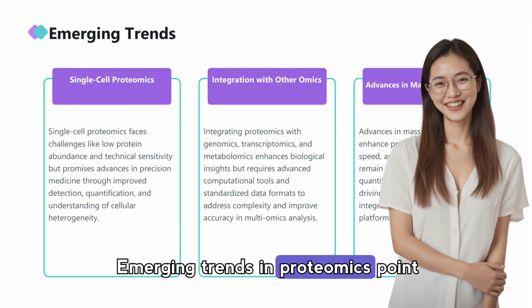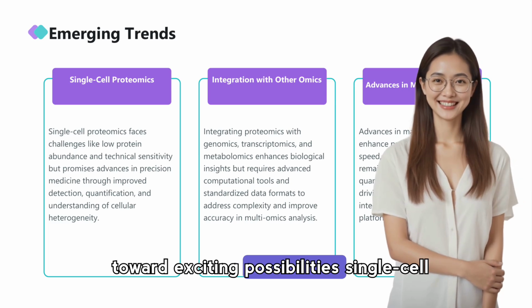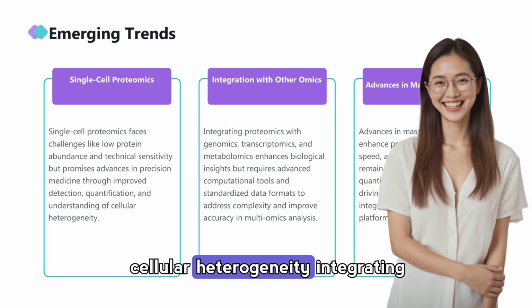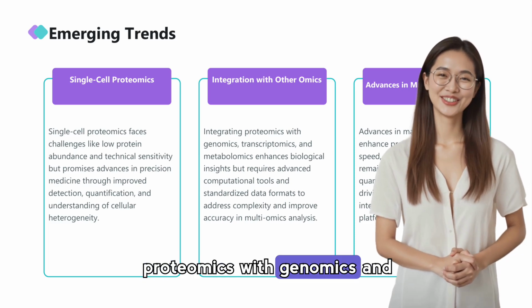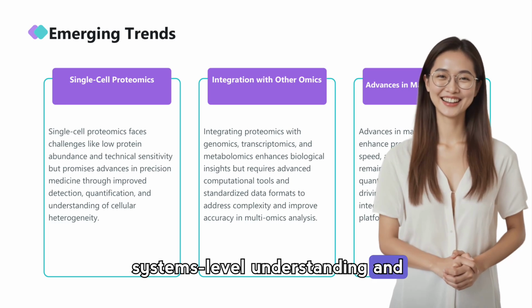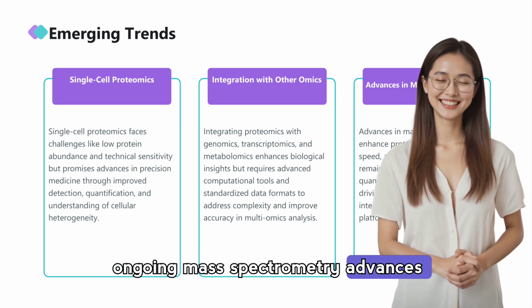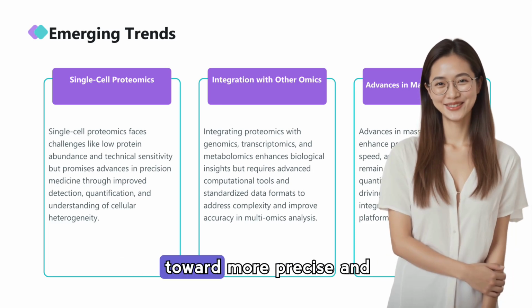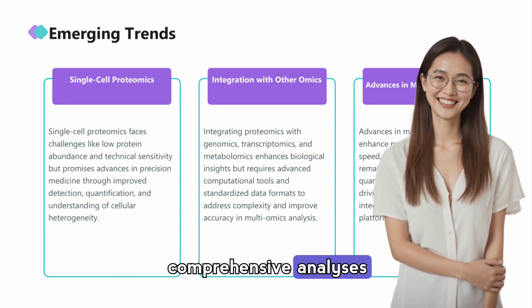Emerging trends in proteomics point toward exciting possibilities. Single-cell proteomics promises insights into cellular heterogeneity. Integrating proteomics with genomics and metabolomics will enable richer systems-level understanding, and ongoing mass spectrometry advances continue to improve sensitivity and throughput, all of which push the field toward more precise and comprehensive analyses.